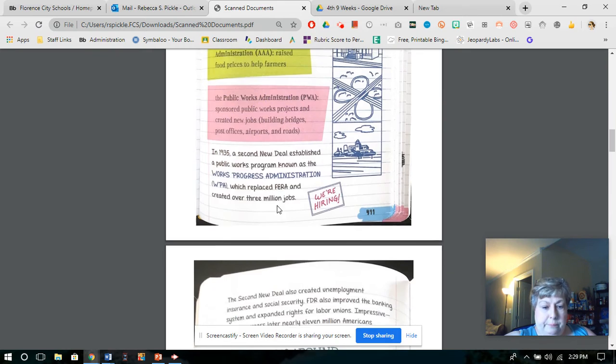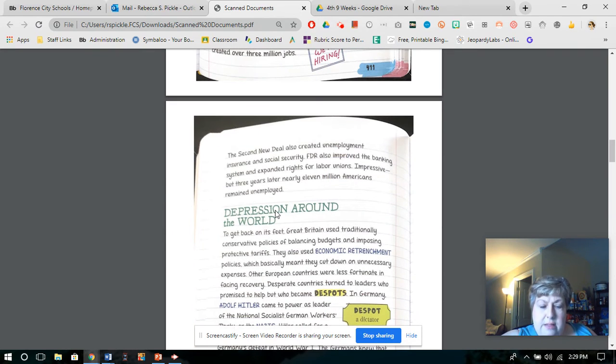Okay. All right. So he also went into a second New Deal, which created unemployment insurance and Social Security. He improved the banking system and expanded rights for labor unions. Okay. But now this is not going to solve all the problems. Almost 11 million Americans will remain unemployed during this time period. So not great, but it is getting a little bit better.